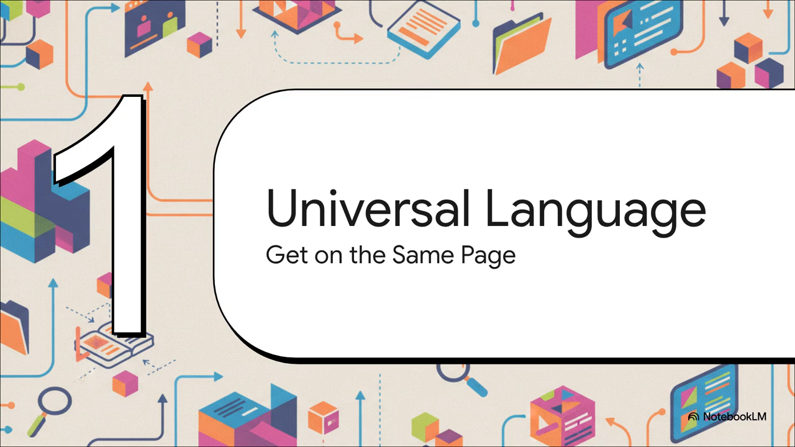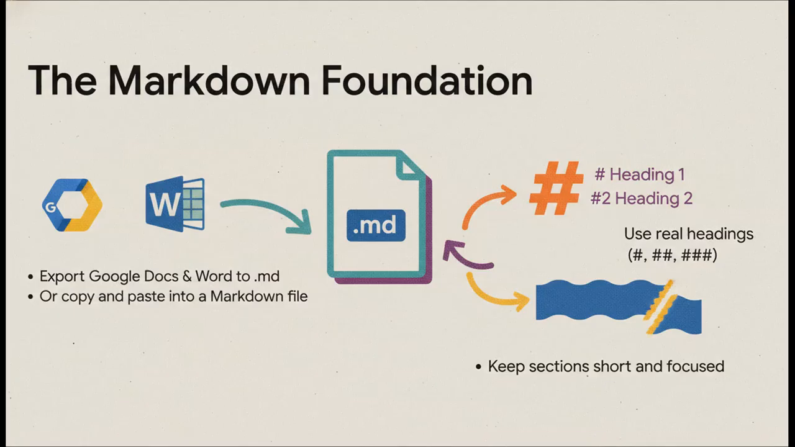Okay, let's dive right into step 1, the universal language. This is the foundation of the whole thing. To build a brain that makes sense, all of our information has to be speaking the same language. We've got to get everything on the same page, literally. And that universal language is Markdown. We use it because it's super simple, it works with pretty much any app, and it's completely future-proof. You can just export your Google Docs and Word files, or honestly just copy and paste the text. Now, it's really important to use real headings, with the little hashtags, because that creates structure. And try to keep your sections short and to the point. This really helps your digital brain process everything much more effectively.